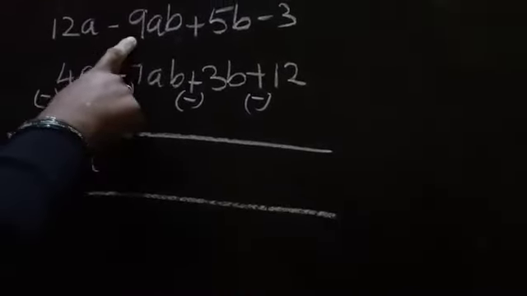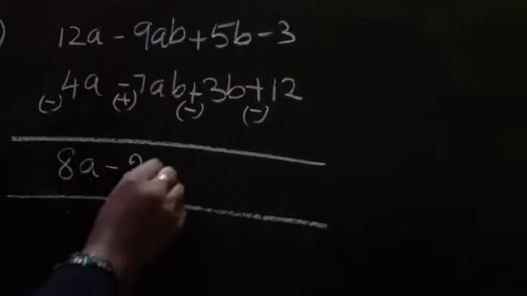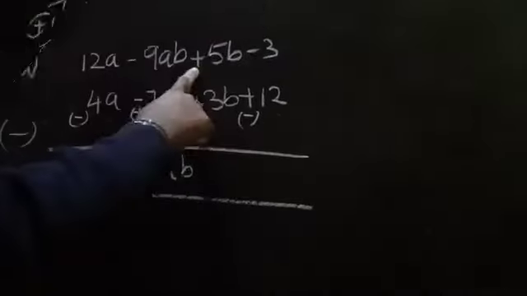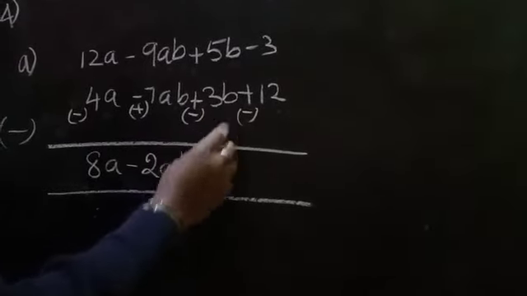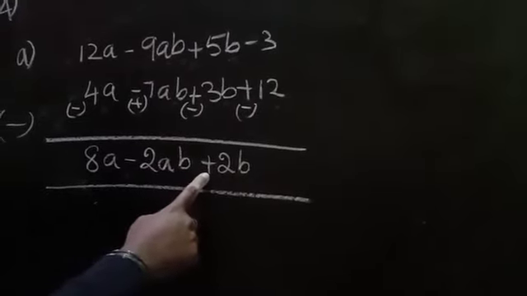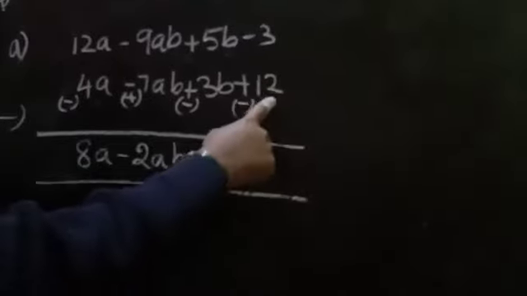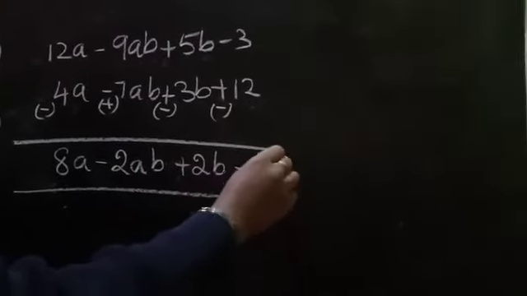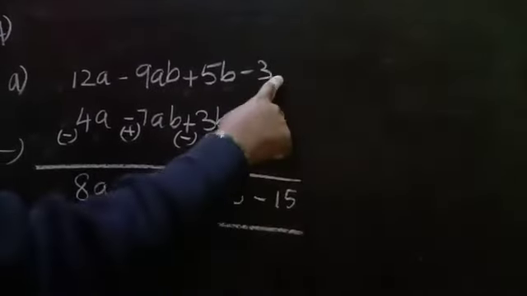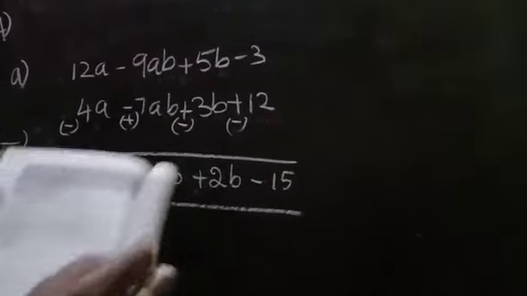Here minus 9ab plus 7ab, we'll get minus 2ab. The difference is 2, minus because the bigger number's sign is minus. Plus 5b minus 3b is plus 2b, the difference. Plus, why did we write it? Because the bigger number's sign is plus. Minus 3 minus 12 is minus 15 we are getting. When we have the same sign we have to add the numbers and write the same sign here. Remaining sums do as your homework.